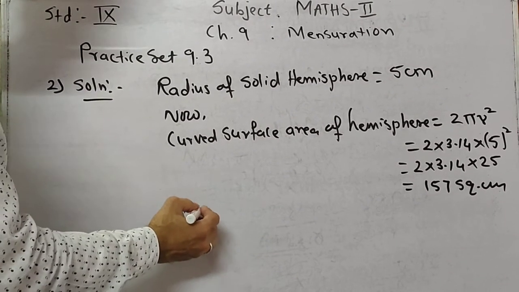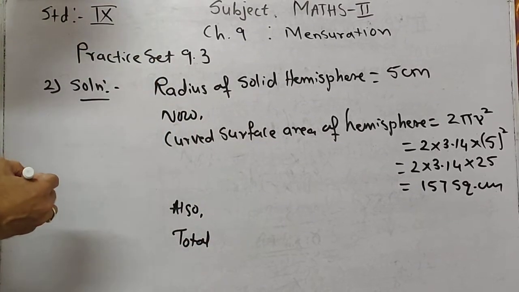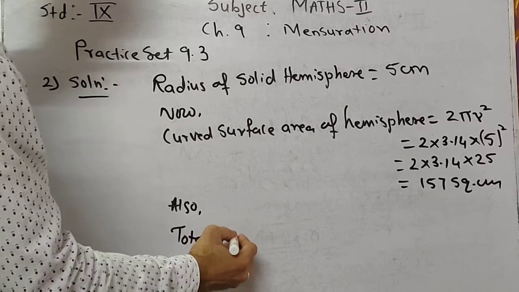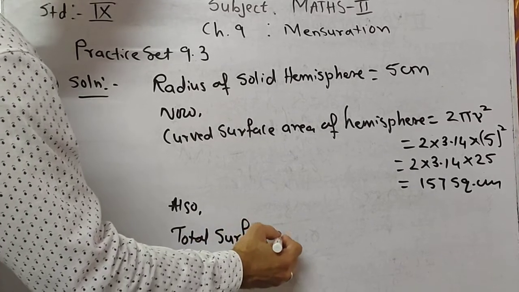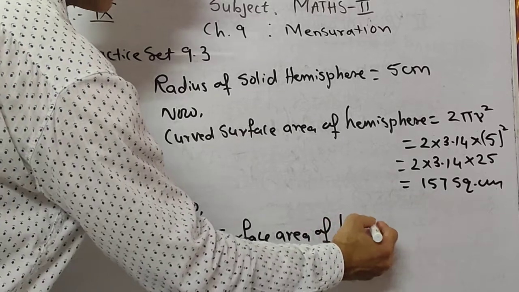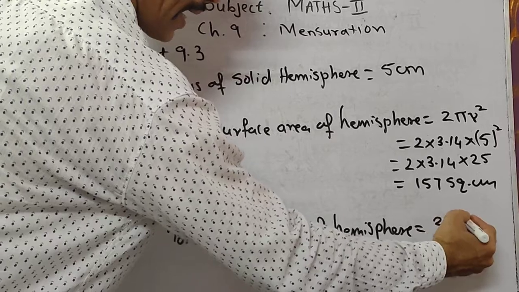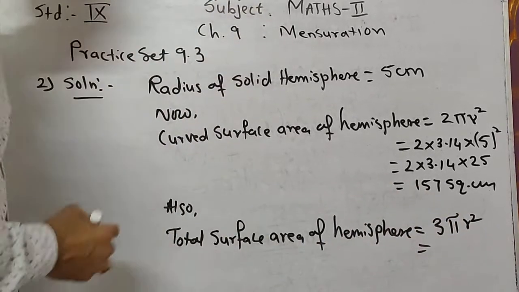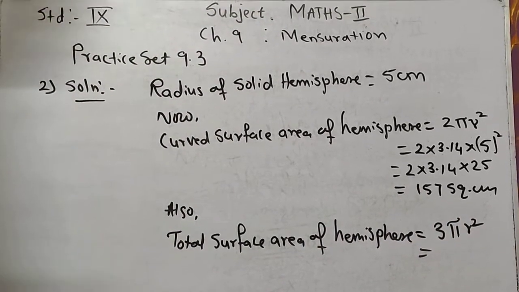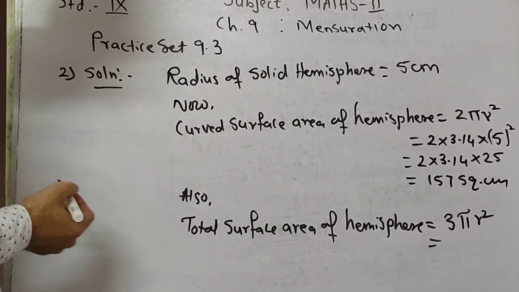Also total surface area of hemisphere, that is 3 pi r square. Total surface area is 3 pi r square. So total surface area of hemisphere is 3 pi r square.